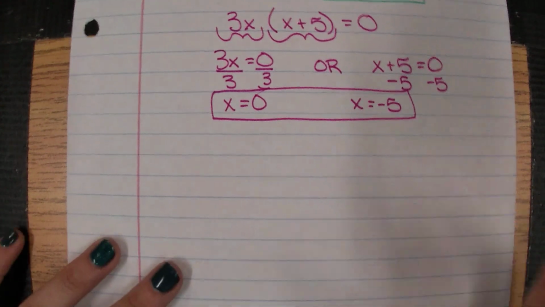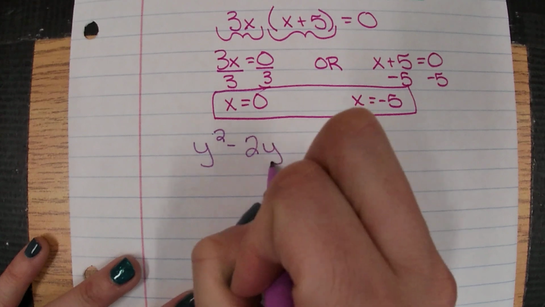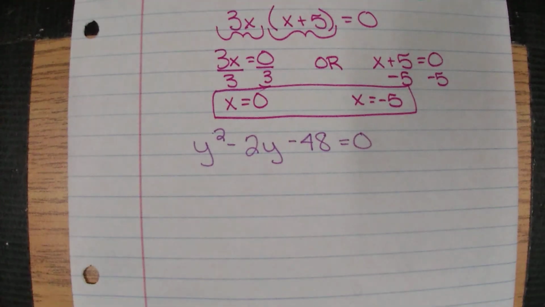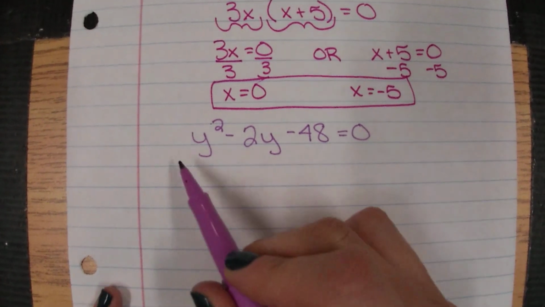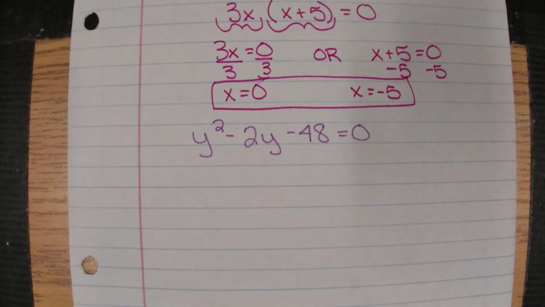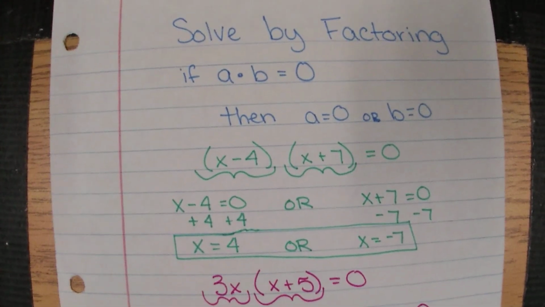So let's say we're given y squared minus 2y minus 48 equals 0. Okay, so our very first thing to check is, does this equal 0? Yes, it equals 0, so that's good news. Now, what things do we have being multiplied together? Well, we don't have two things being multiplied together right now, right? It looks nothing like these types of problems that we had above.